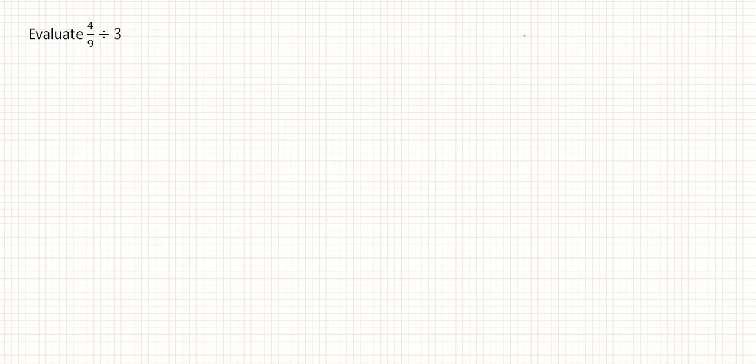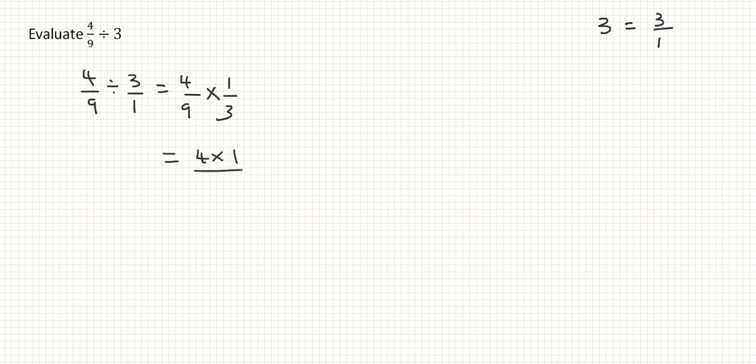Next example, we go ahead and change 3 to an improper fraction with 1 as its denominator. And now we have 4 over 9 divided by 3 over 1. And now, using our practice for division, we leave the fraction on the left side alone. The fraction on the right hand side, we flip positions, change the sign to a multiplication. Now we can multiply across the numerator and multiply across the denominator. 4 multiplied by 1, we have 4. 9 multiplied by 3, we have 27.